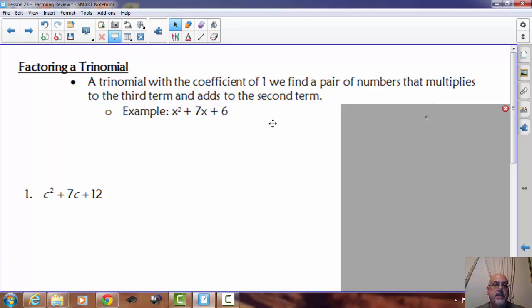Factors of 6 would be 3 times 2 and 6 times 1. Well, 3 times 2 only adds to 5, and 6 and 1 adds to 7. So the factored expression is x plus 6 times x plus 1.